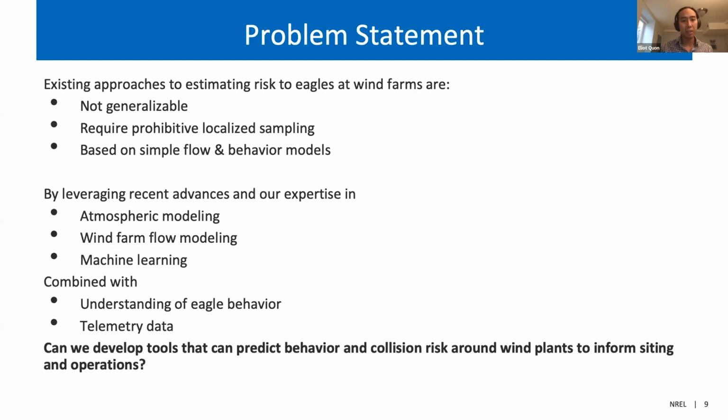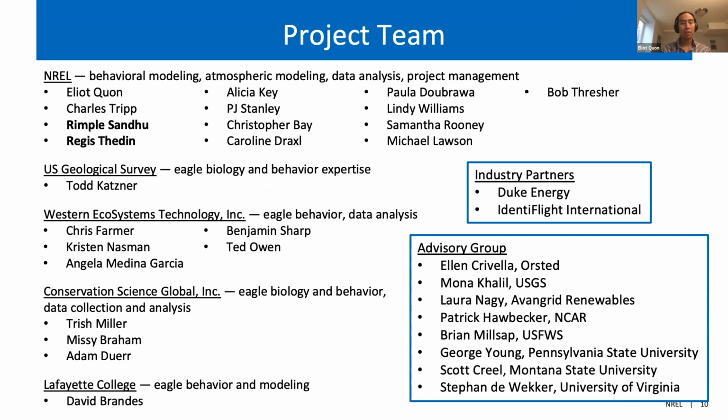So this project aims to leverage a lot of modeling approaches, and that's why NREL is involved. We're bringing in atmospheric modeling of the eagle flight environment. We're bringing in wind farm modeling to capture the aerodynamics around each individual wind turbine at the microscale. We're also leveraging our expertise in machine learning. We'd like to combine all of these approaches with our understanding of eagle behavior and the best telemetry data we have available. Given all of this, we're trying to develop open source tools that can predict behavior and collision risk around wind plants so that we can inform both siting and operations of current and future wind plants.